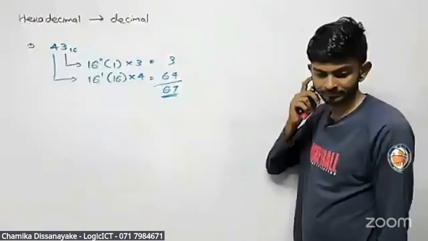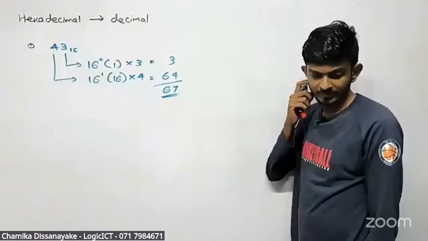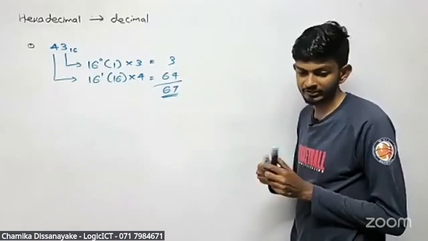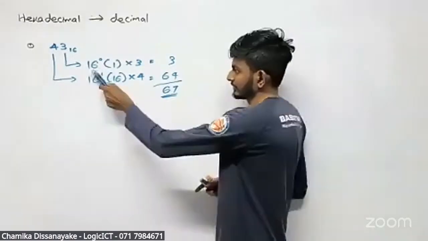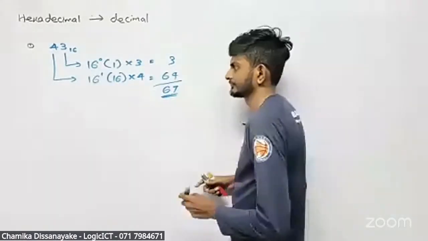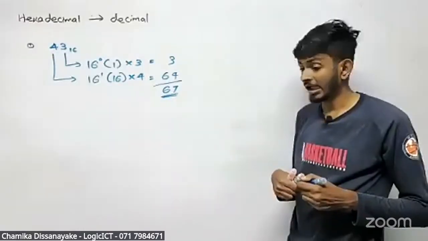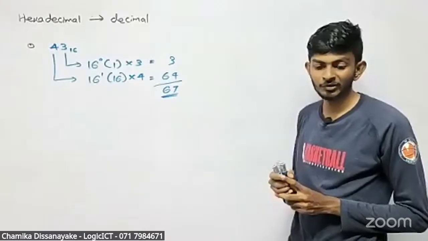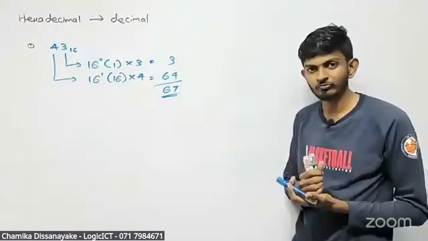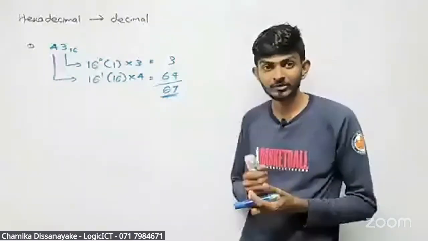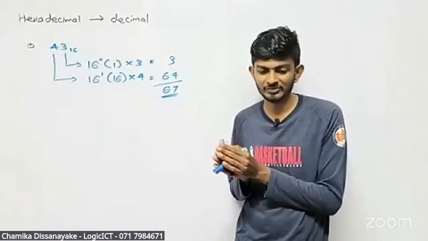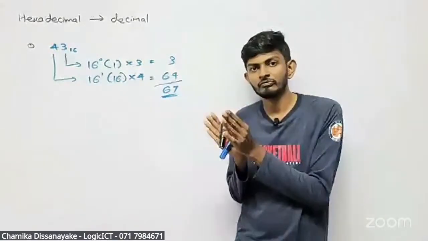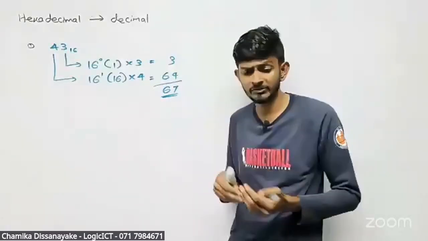Is this okay? It is okay, no? Very easy, no? Same method. The only difference is here 16 to the power 0, 16 to the power 1. Okay, this is the first one. And there is another difference when we are using hexadecimal. You know, when using hexadecimal we have a set of symbols that we did not use in the previous conversions.